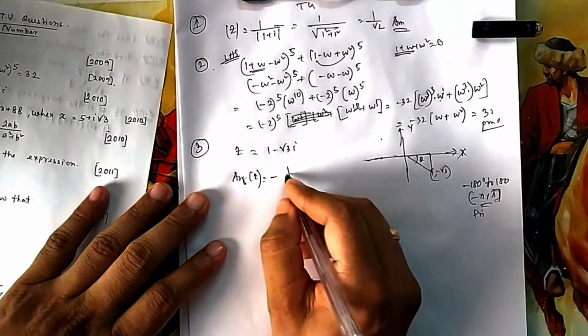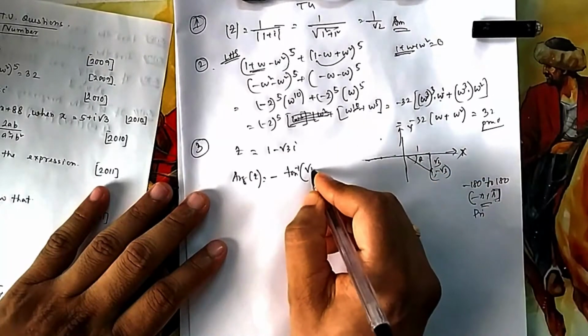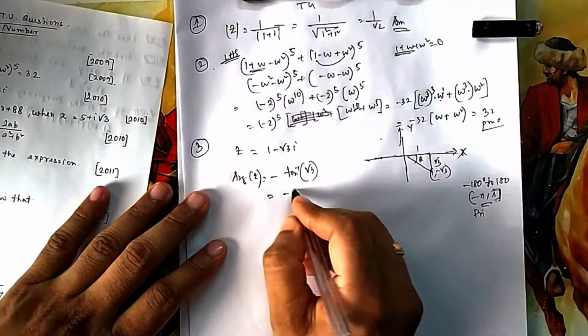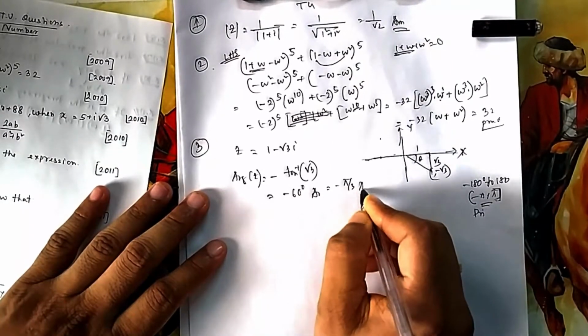So you can see tan inverse. This is root 3, this is 1, tan inverse root 3. What is tan inverse root 3? That is 60 degree. Or you can write it minus pi by 3 also in terms of pi.